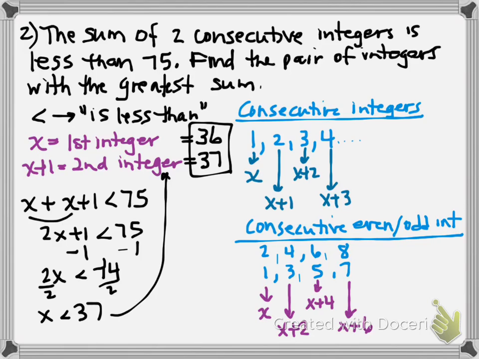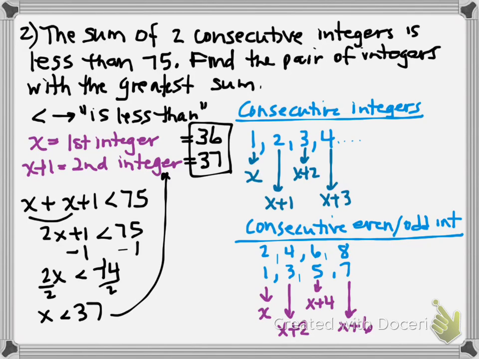The reason why they had to specify which pair had the greatest sum is because there's quite a few pairs that would meet this condition of being less than 75. And when you go integer-wise, that means you could have negatives, which could be an infinite number of pairings. So they told you, we want this particular pair that meets this condition.